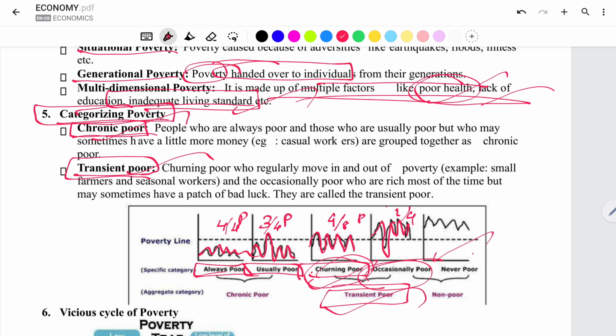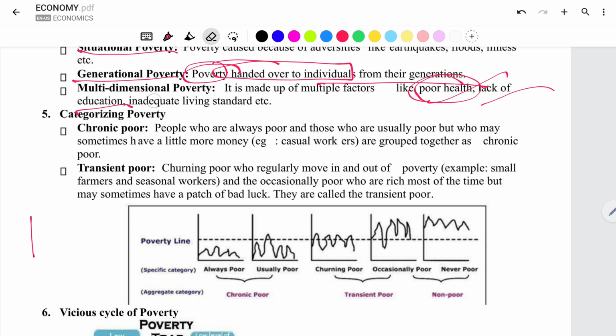Always poor is 4 by 4. Usually poor is 3 by 4, where only one time they are above the poverty line and the remaining times they are poor. So two types of words: always and usually. Always they are poor and usually they are poor.